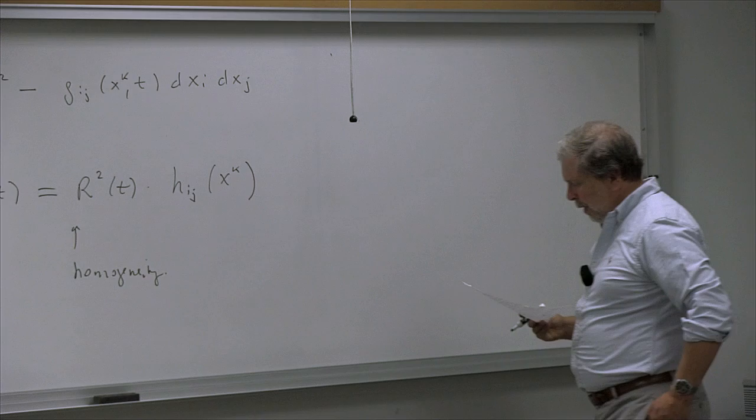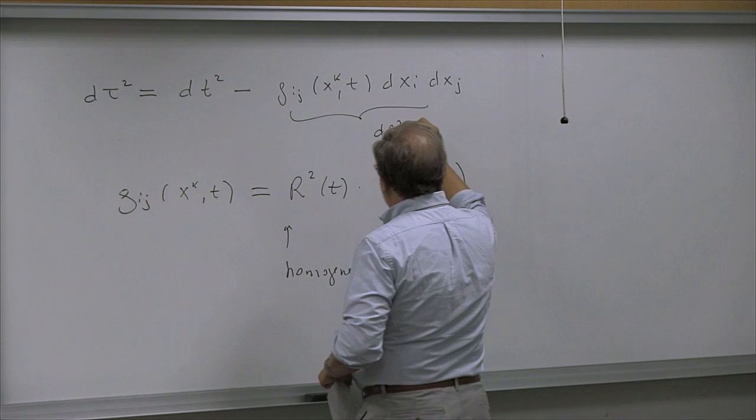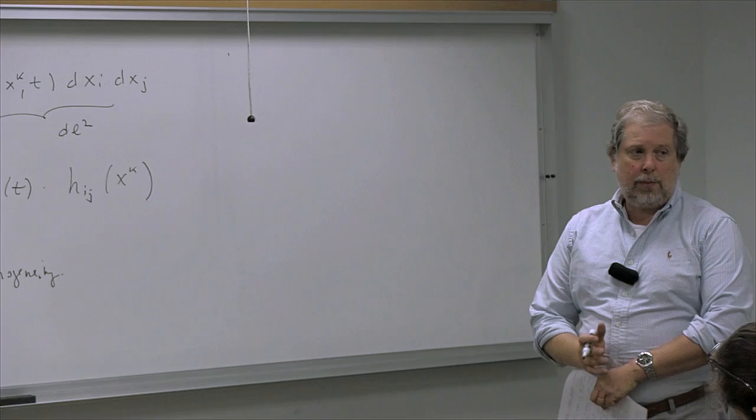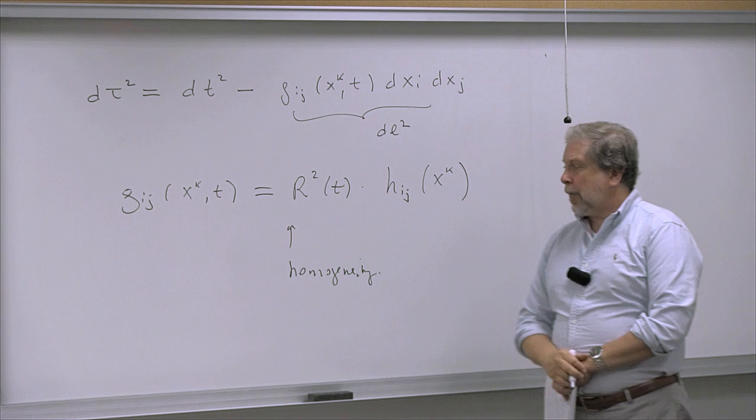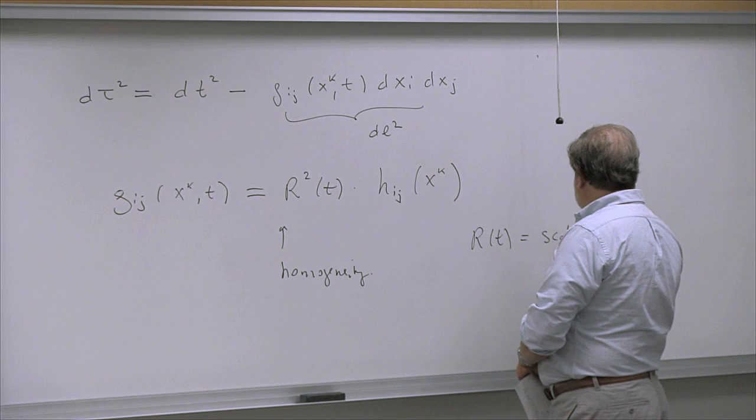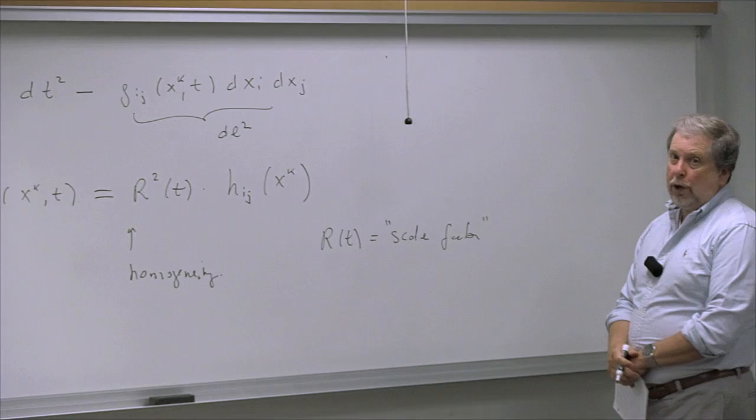Now this part here, we're going to give it a name and call it dl squared. So the dl squared is the distance in real space as opposed to four-dimensional space. And so the dl squared is, of course, determined by this spatial metric. And the spatial metric, because of homogeneity, is going to be some scale factor R of t that determines the overall scale times a reference metric, which is independent of t.